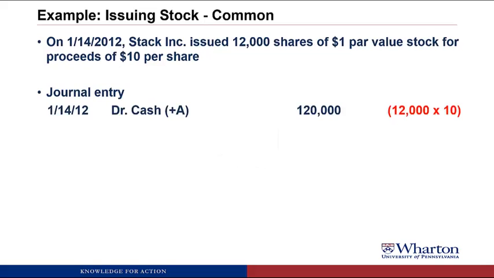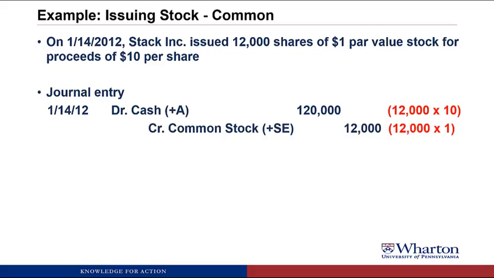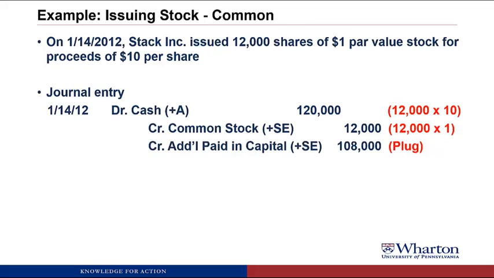So we're going to debit cash for $120,000. That's the 12,000 shares times the $10 per share that we get as proceeds. Credit common stock for the par value. So that's 12,000 shares, $1 per share. Par value is $12,000. And then everything else goes into additional paid-in capital, or APIC, $108,000. That's the additional proceeds beyond the par value.